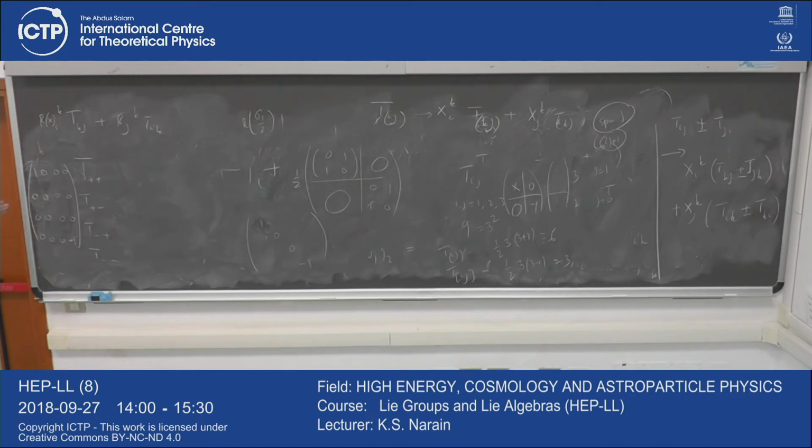On the other hand, we also know that sigma plus will always raise the eigenvalue. But the maximum eigenvalue is 1. So it must annihilate this state. Okay? Sigma plus should annihilate this. And similarly, this will be the lowest weight. Sigma minus should annihilate it.